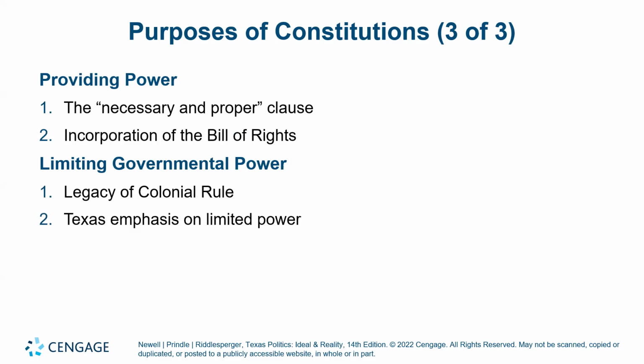The necessary and proper clause, also known as the elastic clause, is one of the hallmarks of American federalism. When we look at why Congress has the ability to pass laws, where do they get that right to do so? It goes to the necessary and proper clause, where Congress shall make all laws that are necessary and proper. That's why it's called that.